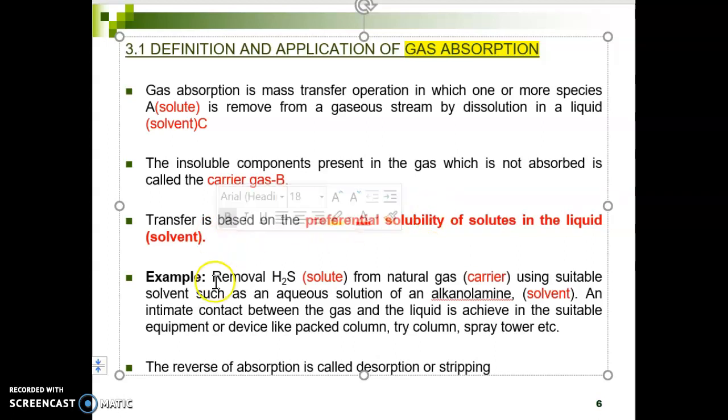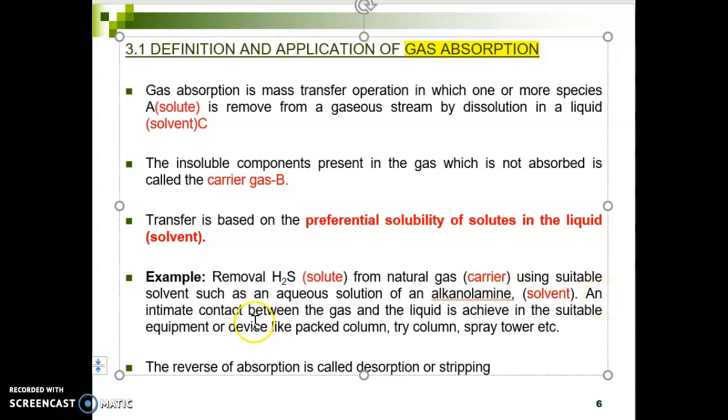For example, here we have H2S in a mixture of natural gas. Your H2S is your solute A and your natural gas is your carrier B. So the removal of H2S from natural gas uses a suitable solvent such as an aqueous solution of an alkanolamine, which is your solvent C.